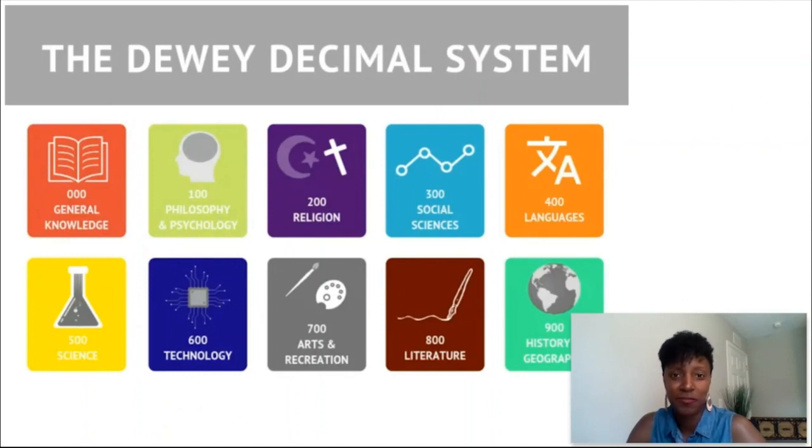Kind of cool system. So here is a simplified version of the Dewey Decimal System. It's the zeros, the hundreds, the 200s, the 300s, the 400s, the 500s, the 600s, the 700s, the 800s, and the 900s. And each one is separated into a different category. For example, the 200s, you would find books on religion. The 700s, you're going to find books on sports.